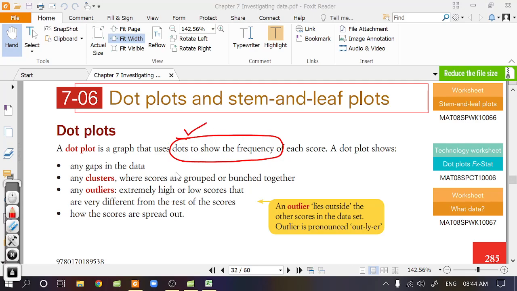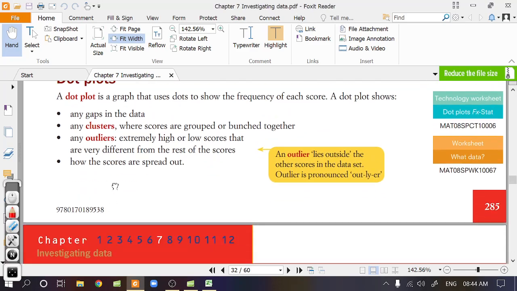Second, dot plots help us to show any gaps in the data. It helps us to show the clusters. It helps us to show the outliers. It helps us to show how the data is spread out, like the range, from where to where the data is spread out. The dot plot can show you. Please write down these 4 points. Although they are there in your textbook, if you write it, it can get recorded in your brain also. Fine. Please stop the video and write it. I am going ahead.